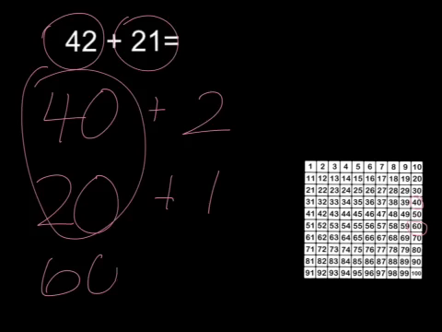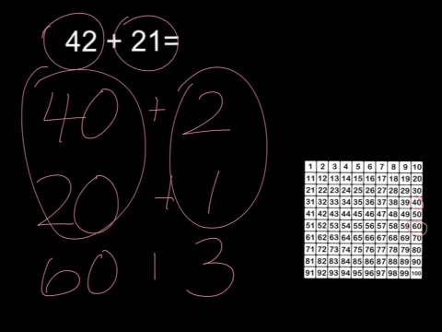Okay, now I do this part. 2, count on 1. Oh, easy peasy. That's 3. So now I've got 60 plus 3. Count on 3 more. 1, 2, 3. The answer is 63.